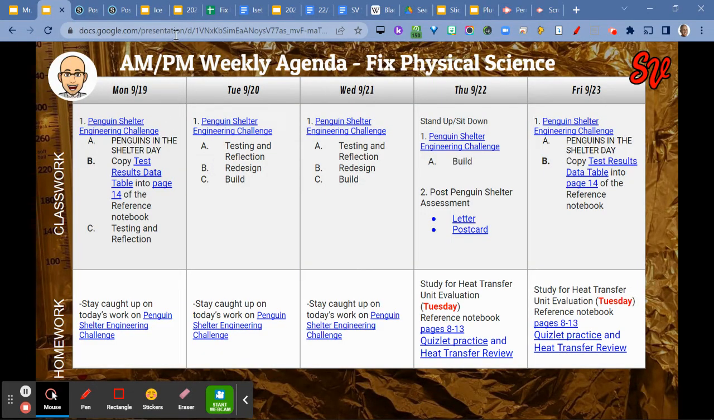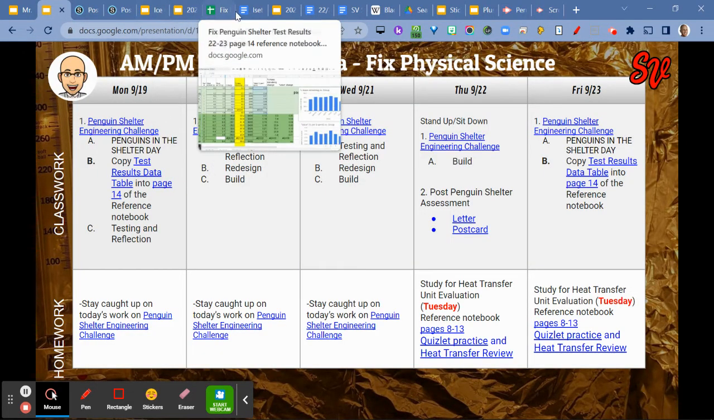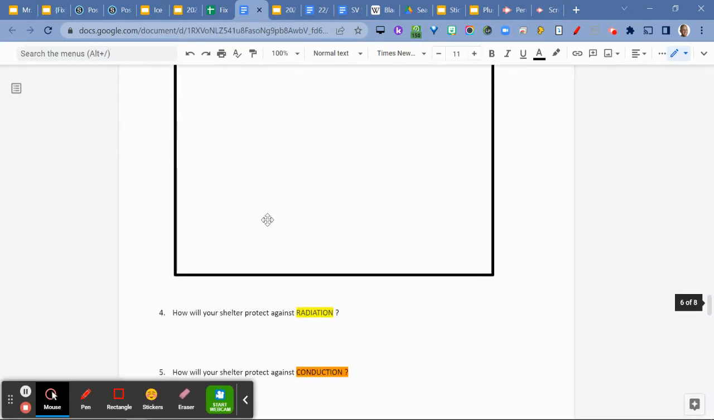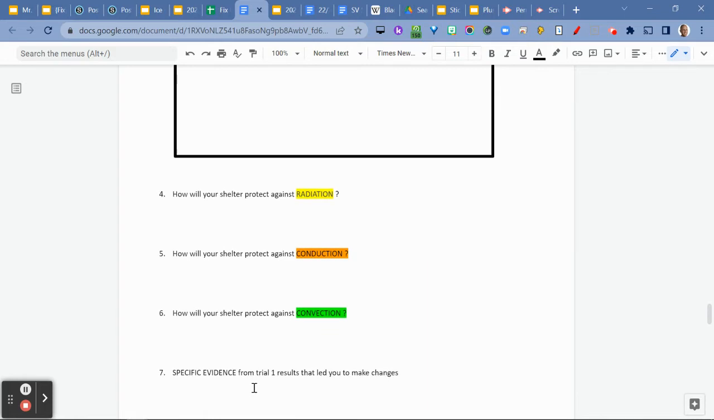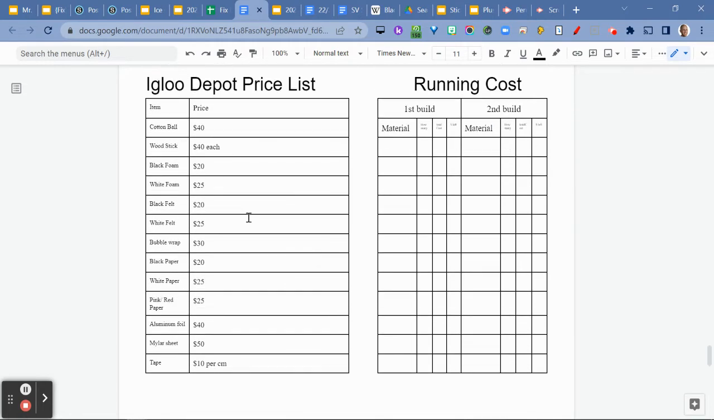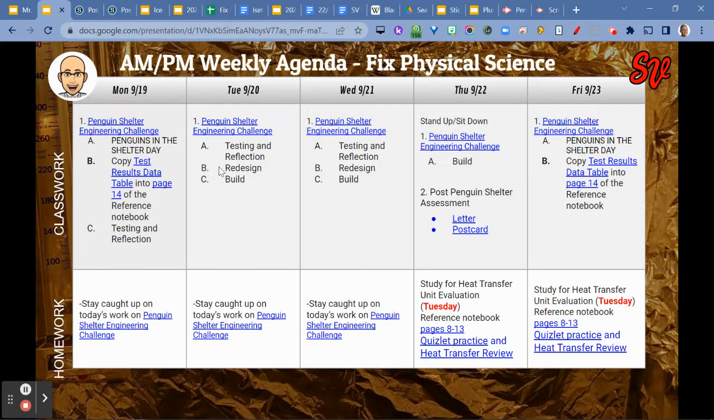Then they went ahead and did the redesign. So on this paper right here, they drew their redesign and they answered the questions that followed here. And then once they did that and they did the second build price list, they went ahead and built the shelter. It took a couple days to do that.